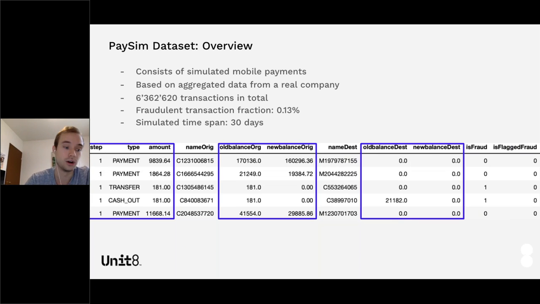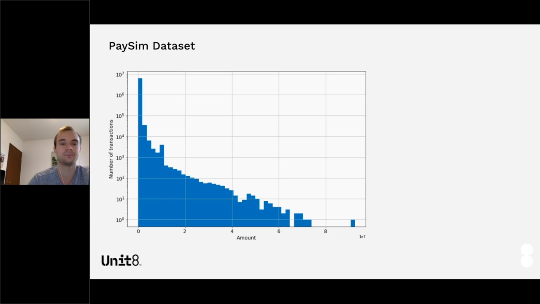The 2 fields on the right will not be used as inputs for the model, but they will allow us to evaluate our results. Is fraud is the ground truth for whether a transaction was created by fraudulent activity or not. And is flagged fraud is actually a result of a very simple hard-coded anomaly flagging scheme that I'll get into a bit more in the next slide.